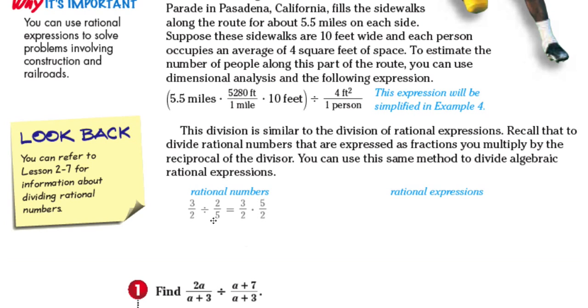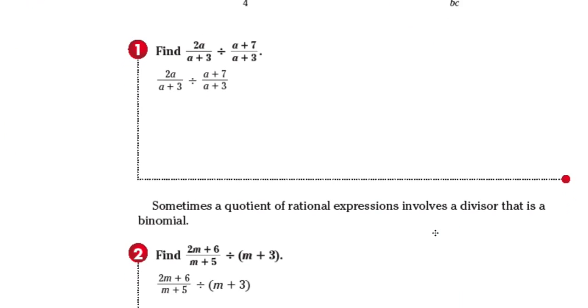For example, 3 over 2 divided by 2 over 5 is the same as 3 over 2 times 5 over 2. We are getting the reciprocal of 2 over 5 and multiplying 5 over 2 with 3 over 2, and that will give us our product, which is 15 over 4. In rational expressions, it does not change. So when you have a over b divided by c over d, we're simply getting the reciprocal of c over d and multiplying it with a over b. So this becomes ad all over bc. Knowing our basics, let's go to example 1.